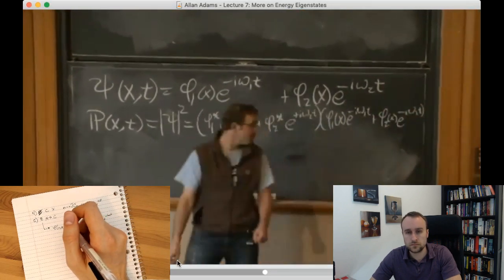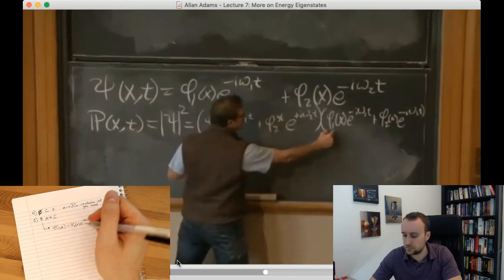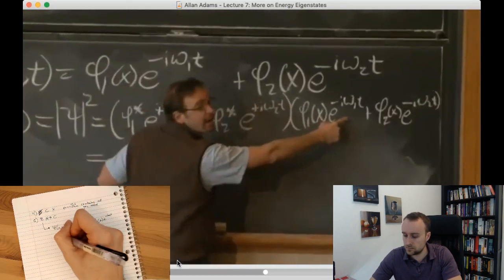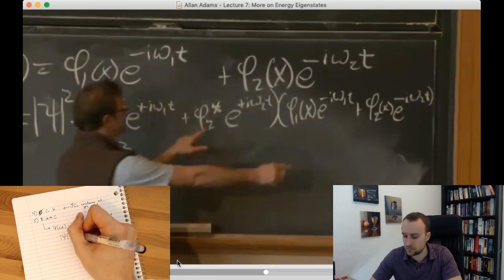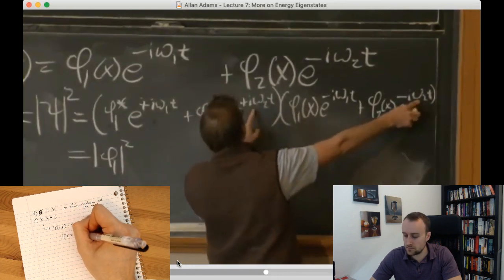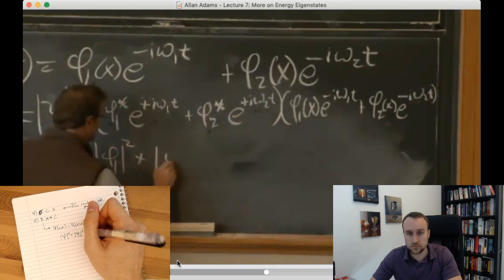Right? And so this has four terms. The first term is phi 1 norm squared. The phases cancel. Right? You're going to see this happen a billion times in 8.04. There's another term which is phi 2 norm squared. Again, the phases exactly cancel: the minus i omega 2 t, the plus i omega 2 t, plus phi 2 squared.